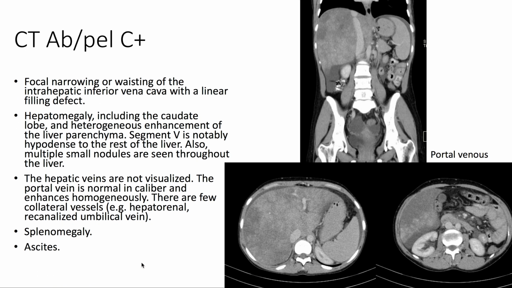Taking a look at the CT of the abdomen and pelvis with contrast, here the portal venous phase, we see that there's a focal narrowing of the intrahepatic inferior vena cava with a linear filling defect. There's also hepatomegaly and heterogeneous enhancement of the liver parenchyma. Segment 5 is notably hypodense to the rest of the liver. There's also splenomegaly and ascites.